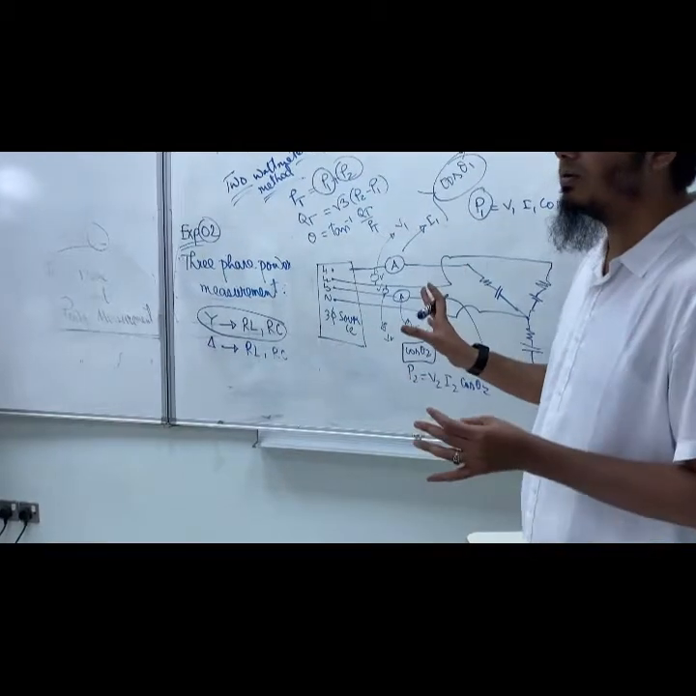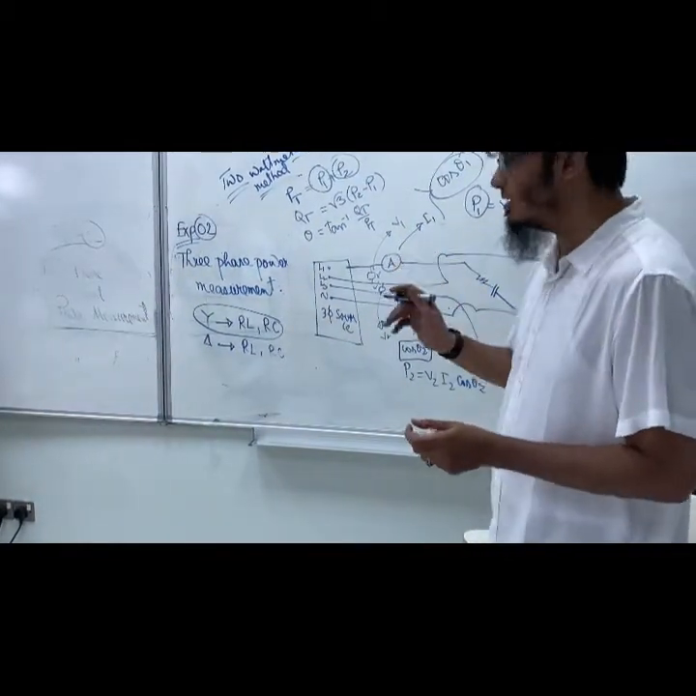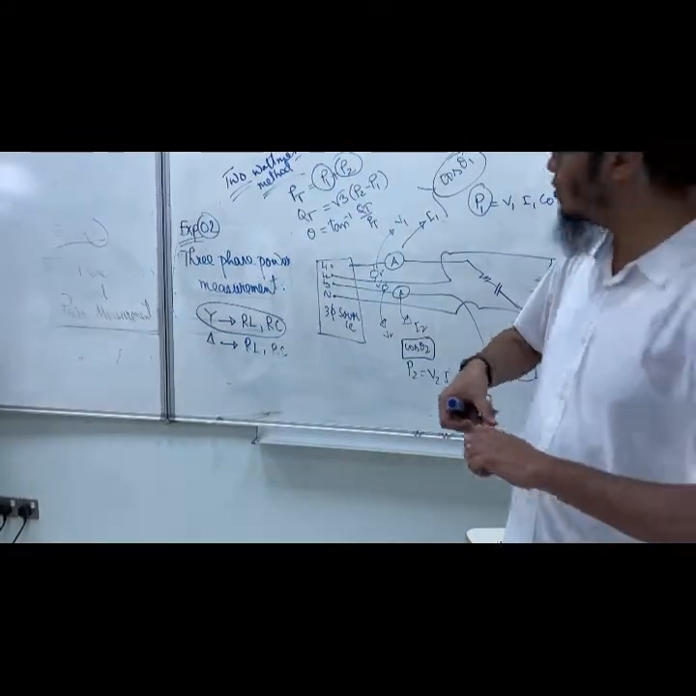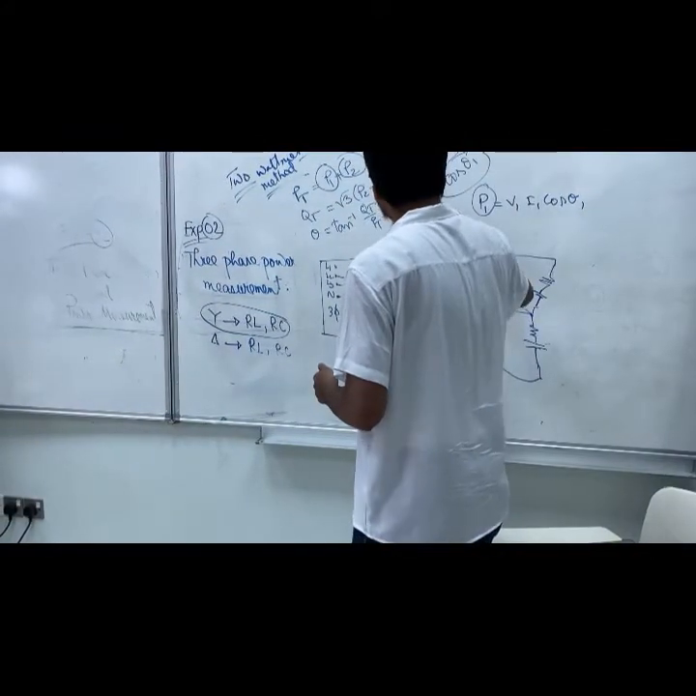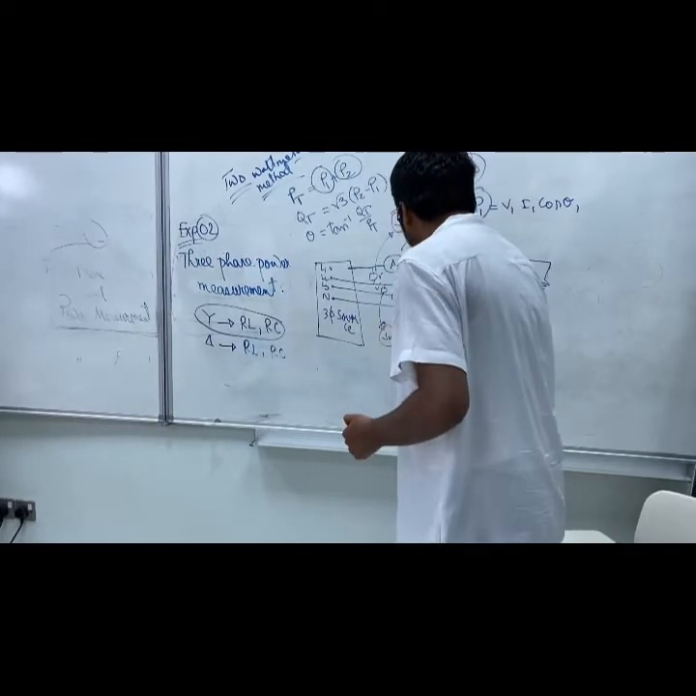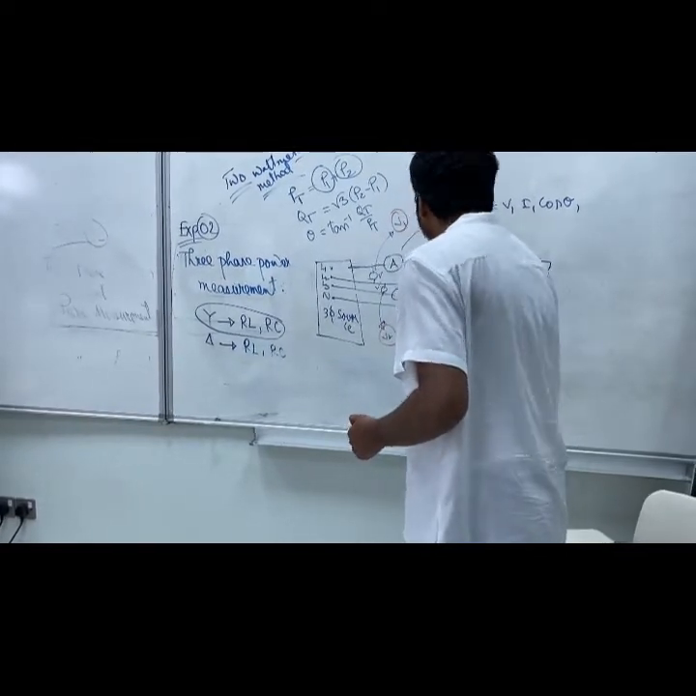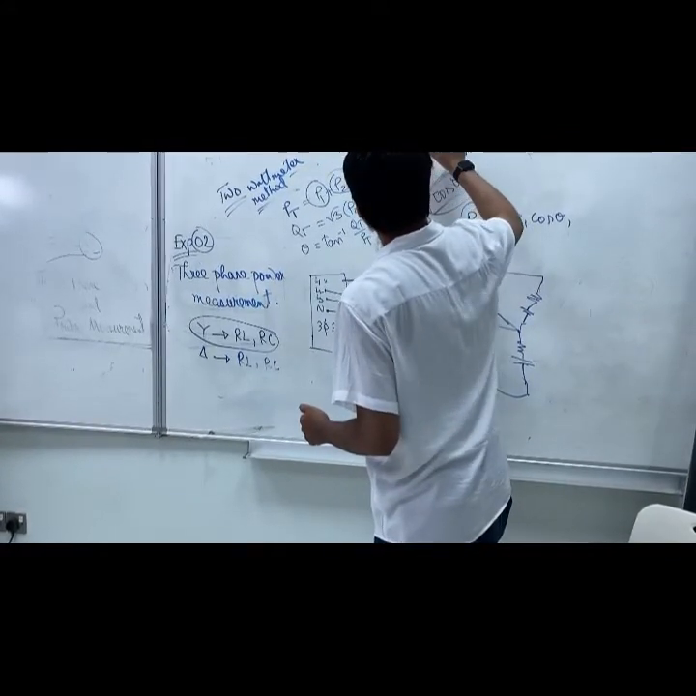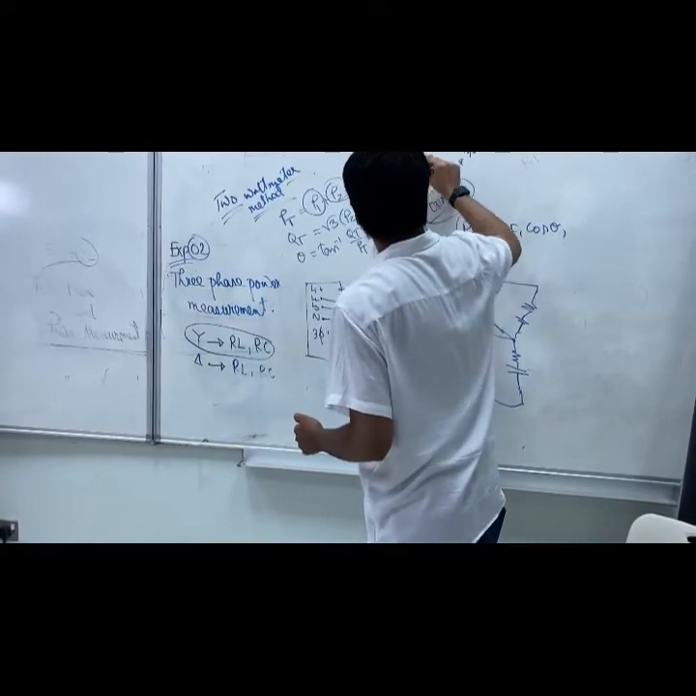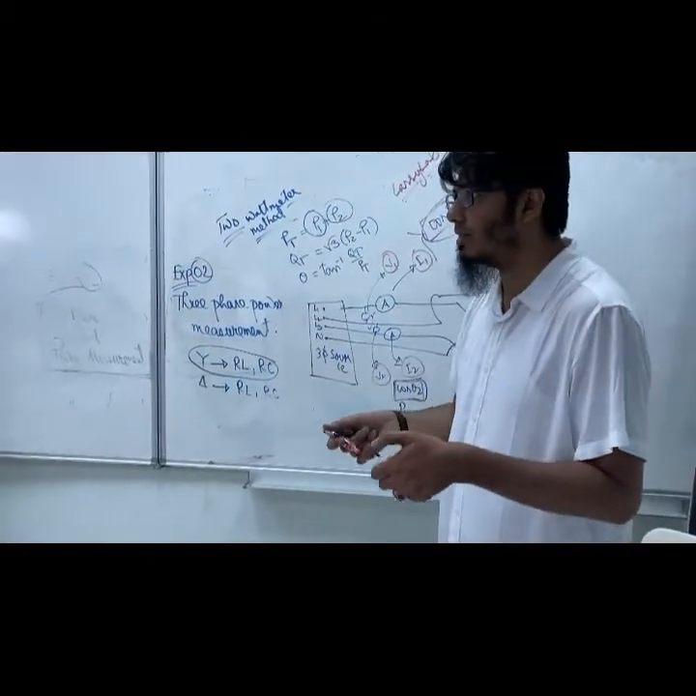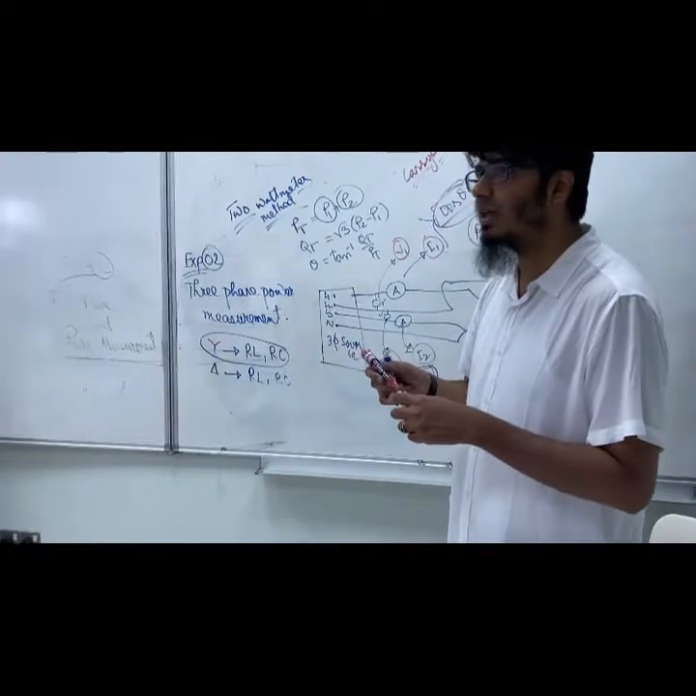Now you can understand that this V1 I1 cos theta 1 and this V2 I2 cos theta 2, all of them we will get from Casilab. You understand? We will not measure the voltage and current by hand. Rather, we will just connect with the Casilab and we will get it directly.